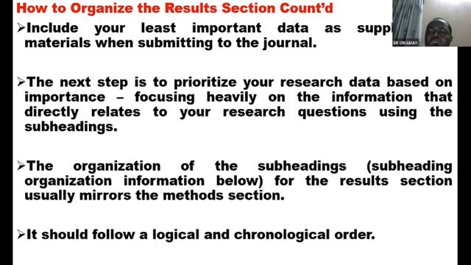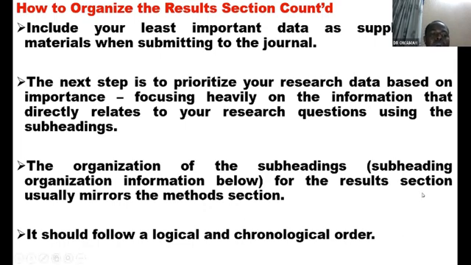The next step is to prioritize your research data based on importance, focusing heavily on the information that directly relates to your research question, using the subheadings. Prioritize your research data, like I said before, based on importance. Start with the very important ones, and then you move down.